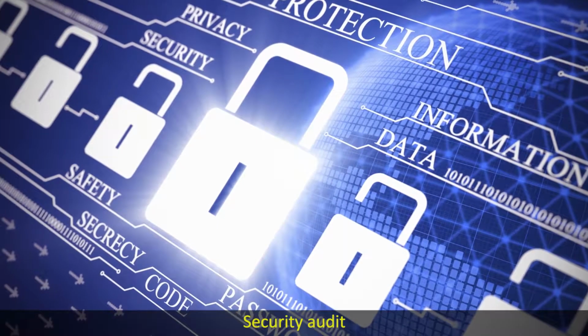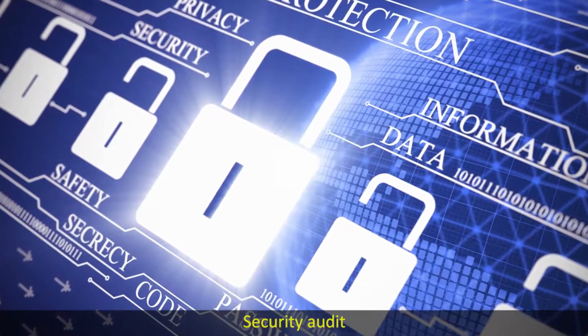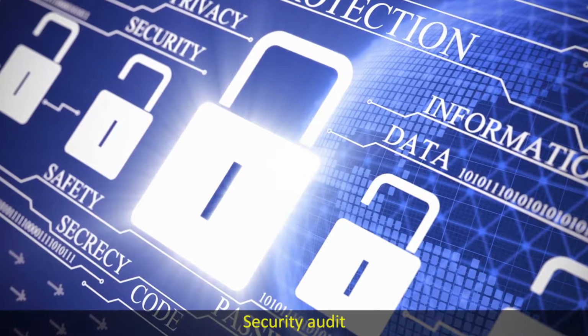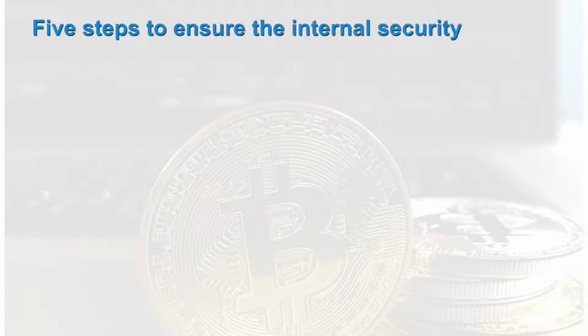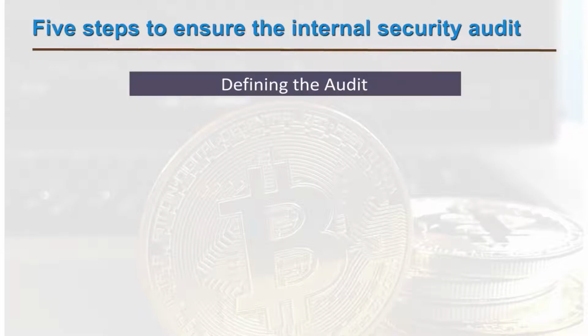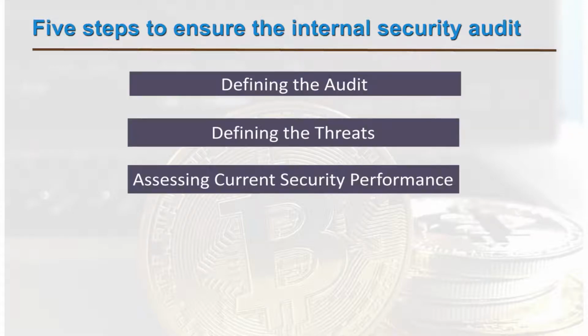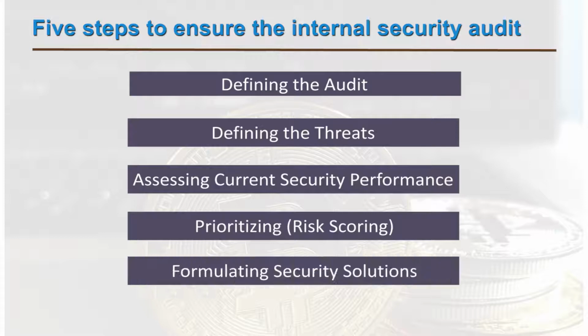Conducting an internal audit is a great way of protecting against a data breach and other costly security threats and vulnerabilities. There are 5 steps that must be taken to ensure an internal security audit. They are defining the audit, defining the threats, assessing current security performance, prioritizing, in other words what we call risk scoring, and finally formulating the security solutions. We'll see them one after the other.